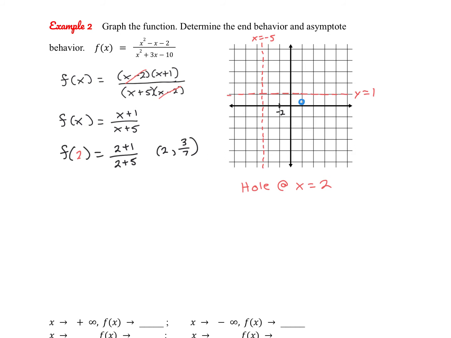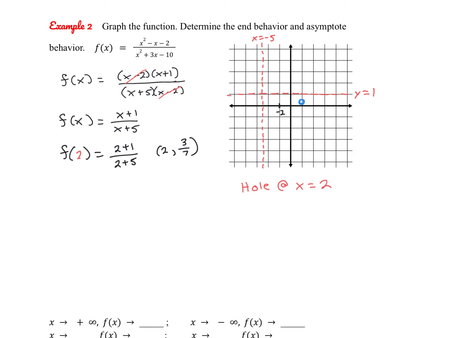And again, just remember, our function is not defined. The domain does not include positive 2. That's why the hole is occurring, but instead of being an asymptote, it's a hole because it was a removable discontinuity. So now I want to find our x and y intercepts.